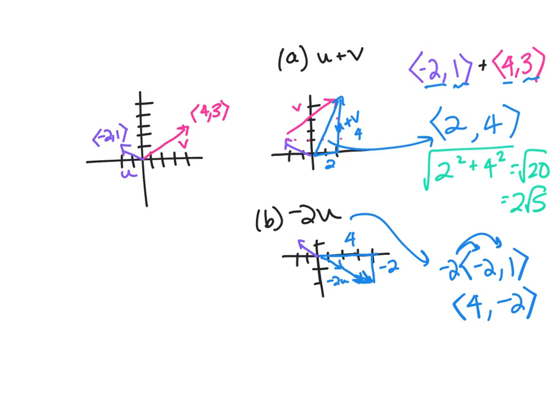Last part then, again, is to get the magnitude. And ironically, this will be the same magnitude as our last one, root 20, which is 2 root 5. Okay, for that last one, go ahead and try it on your own now, the 3u minus 2v. It's putting both these ideas together. And then on the next slide will be a picture of the answer to that problem.